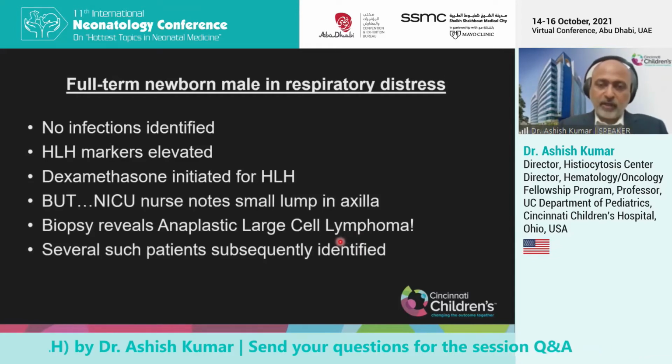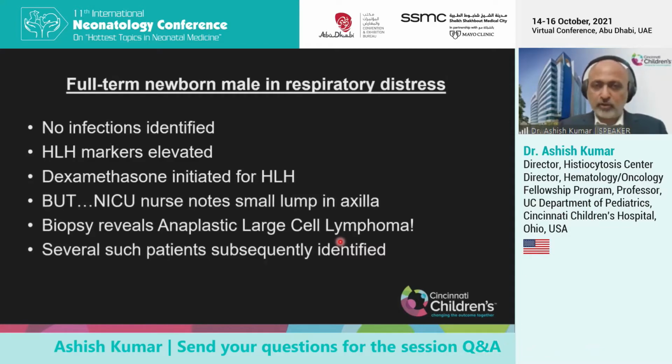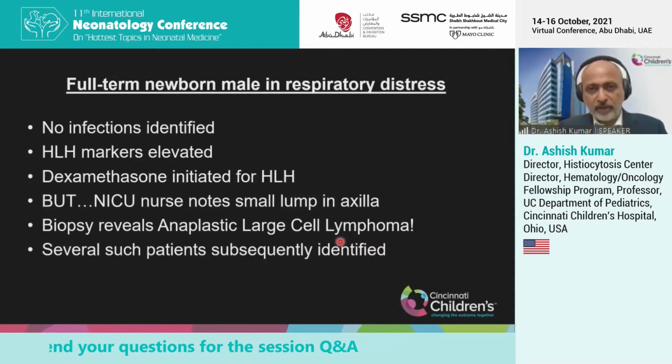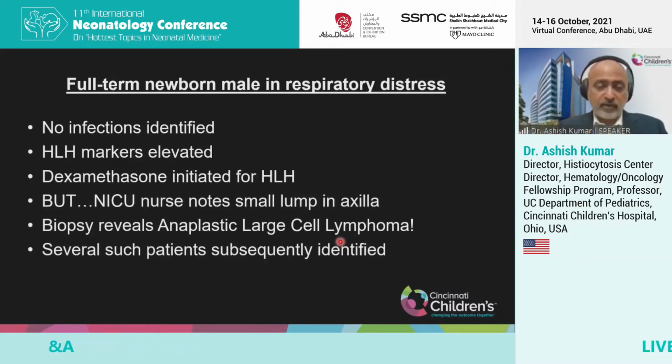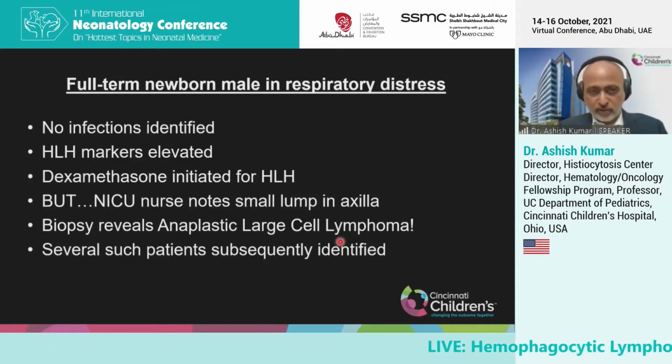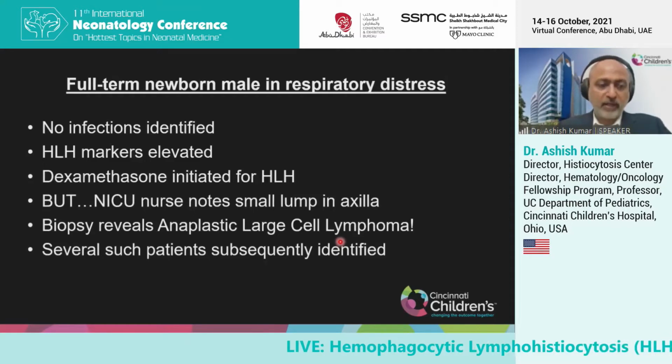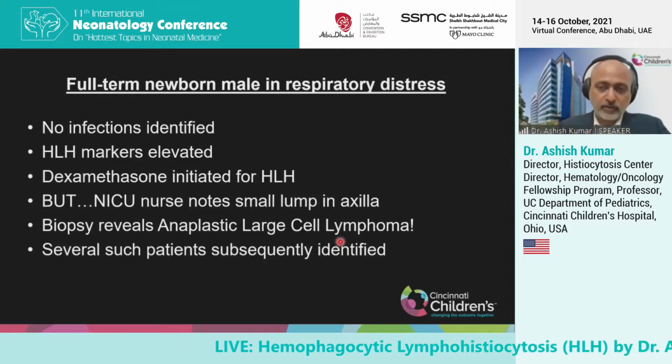And we subsequently have identified several such children. Two of them were newborns. This child had a lymphoma, another baby had a leukemia, that were all initially labeled as HLH, and they were all treated. But some of them were older children as well, and they were all diagnosed and treated as having HLH due to the HLH 2004 criteria. But they all had either underlying malignancies or infections.